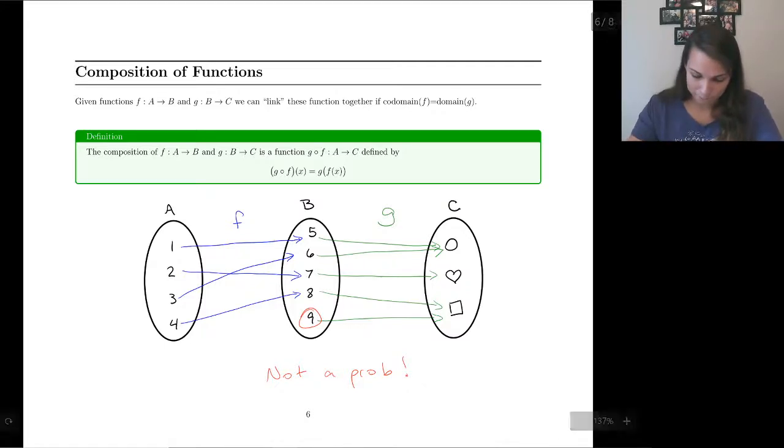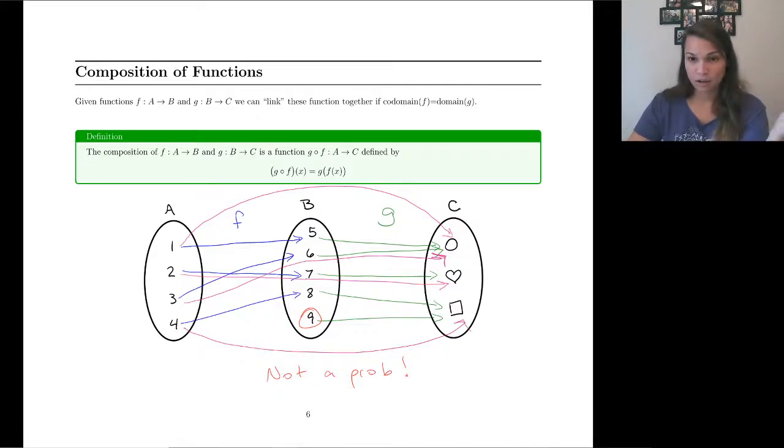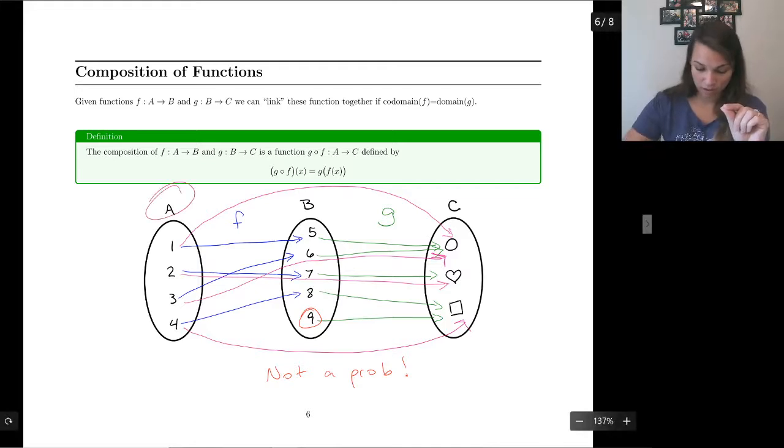New color. Okay. So what happens is we have 1 is going to get mapped to circle. We have 2. Let's see, it goes to 7. And then that goes to heart. We have 3, which is also going to get mapped to circle. And then we have 4, which gets mapped to square. So everything got mapped somewhere. Everything in A got mapped somewhere. Our function G composed of F starts at A and ends in C.